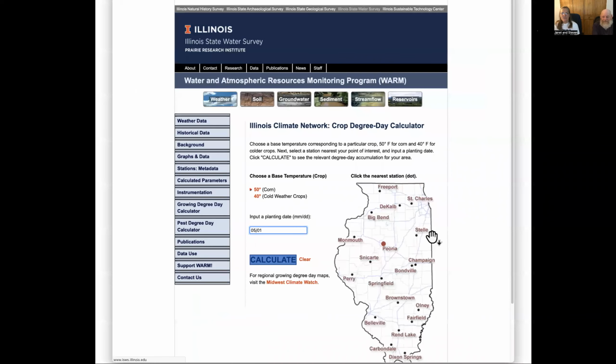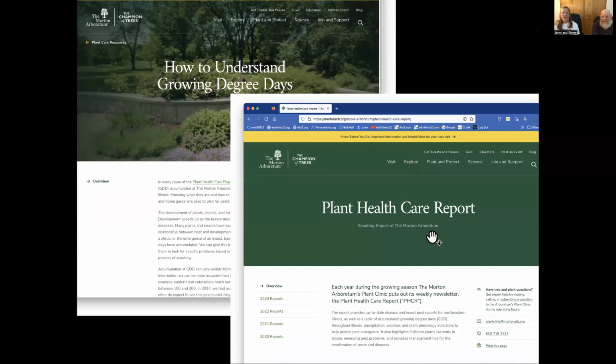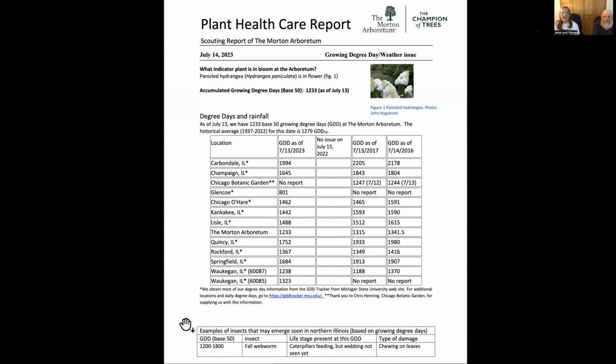But you look, you'll find, if you put in growing degree days in your state, you'll find things like the Illinois Water Survey has a place where I can click on what area I'm in. Even better, in Illinois, Morton Arboretum puts out a plant healthcare report, a newsletter that you can just click on the issue, and it tells you for various cities in northern Illinois where they are, what growing degree days they're at. What I notice is that there's Waukegan, Illinois, 2 different zip codes, and look at the difference in the degree days. Almost 100. And that could be quite significant.